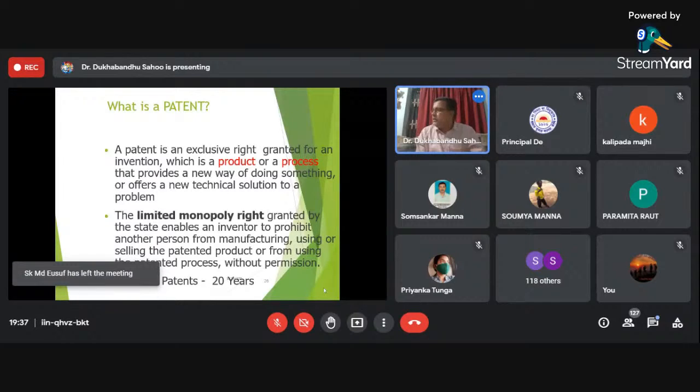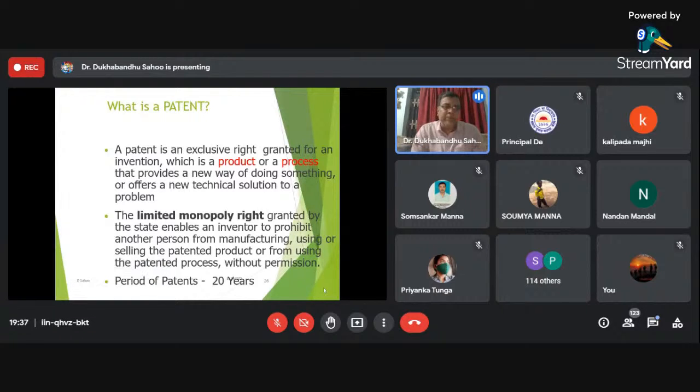If there's a problem, and the technical solution is given by your product, the product should give a new solution to the problem. The limited monopoly right granted by the state enables an inventor to prohibit others. This patent right is given by a sovereign state. Remember, actually, this contract has to be between a sovereign state and the inventor. It enables an inventor to prohibit other persons from manufacturing, using, selling the patented product or using the patented process. If I am given the patent, then I can prohibit others from doing so.